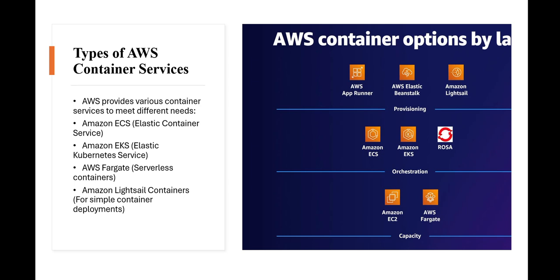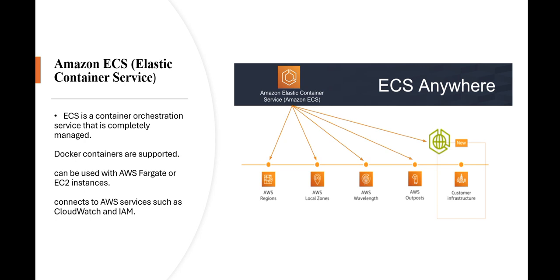And types of AWS containers. AWS provides various container services to meet different needs. First one is AWS ECS, Elastic Container Service, then AWS EKS, Elastic Kubernetes Service, AWS Fargate for serverless containers, and Amazon Lightsail containers for simpler container deployment. Each of these has its own use cases depending on your experience and application needs. And next slide is Amazon Elastic Container Service.